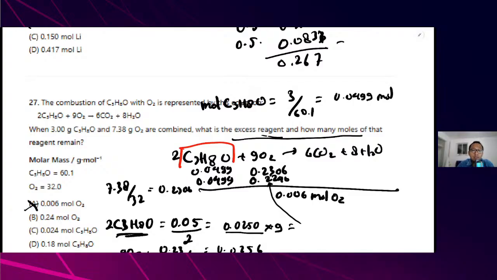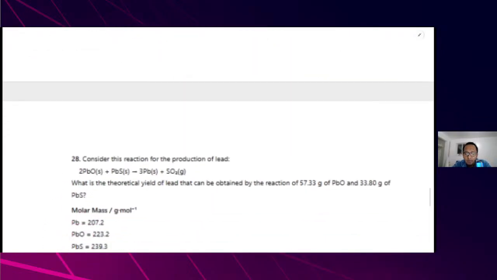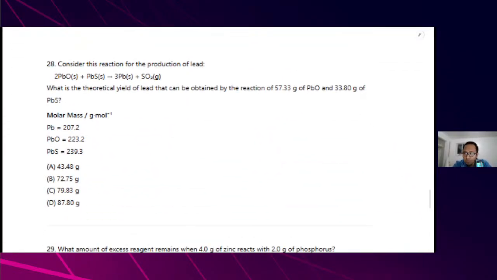So the answer will be A. Okay, I mean, it's pretty exhausting when we are dealing with this kind of question. I mean, not difficult, but we have to be careful when doing calculation stuff.